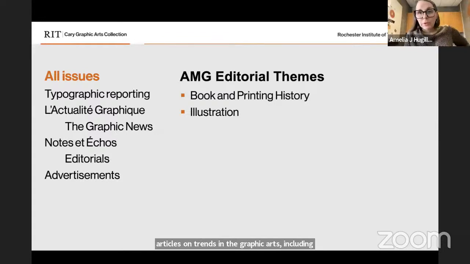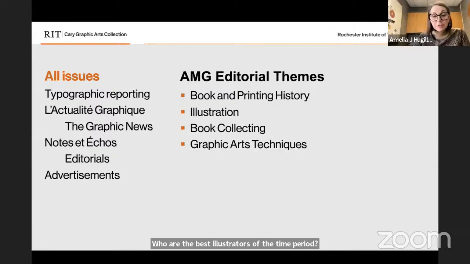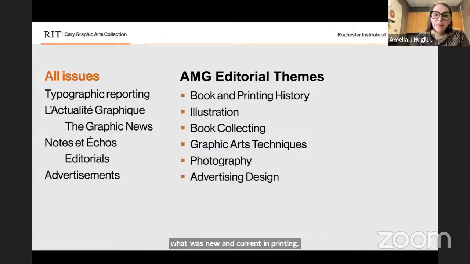book and printing history, who were the best illustrators of the time period. There was a regular article on collecting books, my favorite because I'm interested in printing processes, graphic art techniques, so all different examples of what was new and current in printing. And then, as I'll talk about in a minute, photography and advertising design, which were very important themes.